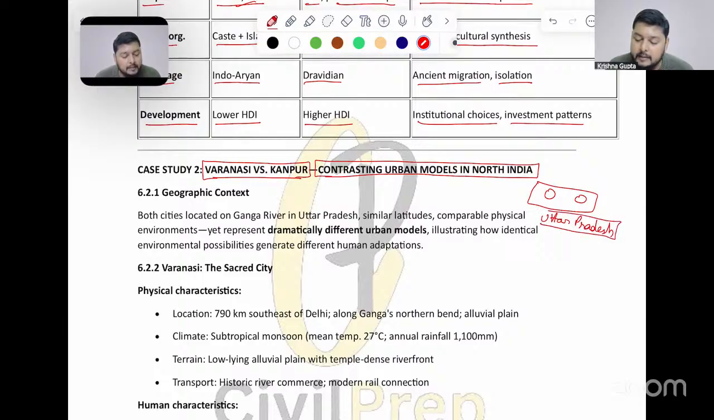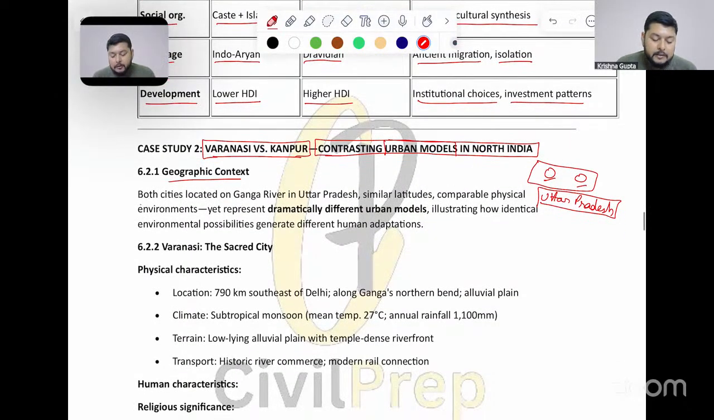So we are basically focusing on the urban models present in these two cities of Uttar Pradesh, that is, Northern India. Now, the geographical context, when we talk about it: both cities are located on the Ganga River in Uttar Pradesh, at similar latitudes, with comparable physical environments, yet represent dramatically different urban models. How? Illustrating how identical environmental possibilities generate different human adaptations also. So we are talking about Varanasi and Kanpur.